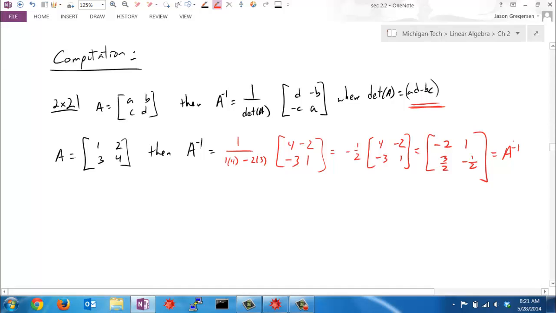Any questions? Did I do it right? Did I make any mistakes? How can I check? That's a good way to check to see if it's really the inverse.